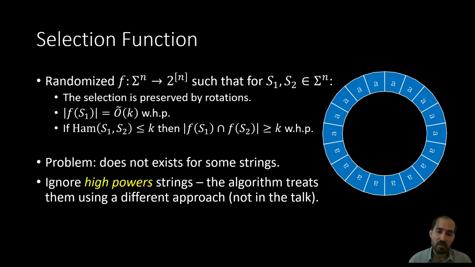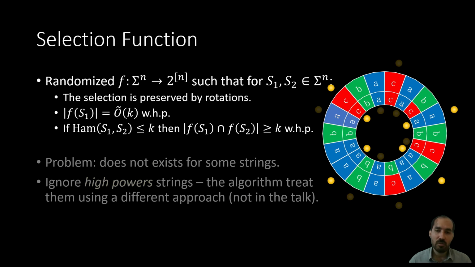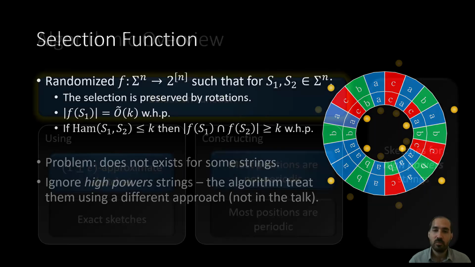Therefore, for such strings, there is no selection function, and we generalize this problem, this class of strings, and call them high powers. And as we said before, we don't treat them with a selection function, but with a different approach. For the rest of the talk, let's ignore these strings and just consider strings which are not high powers and are not close to high powers.